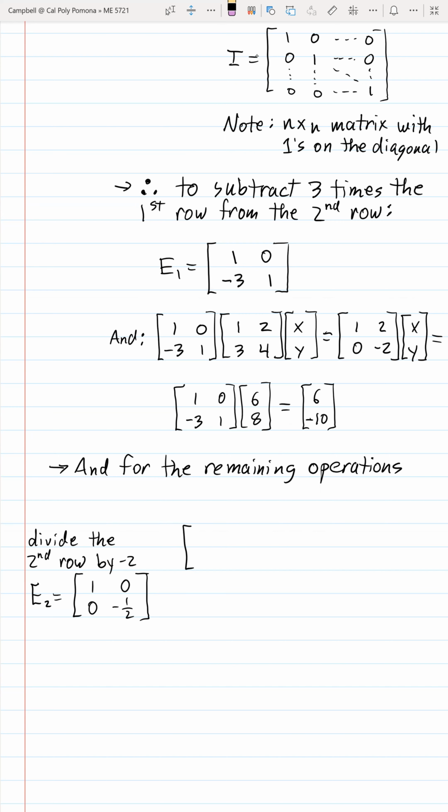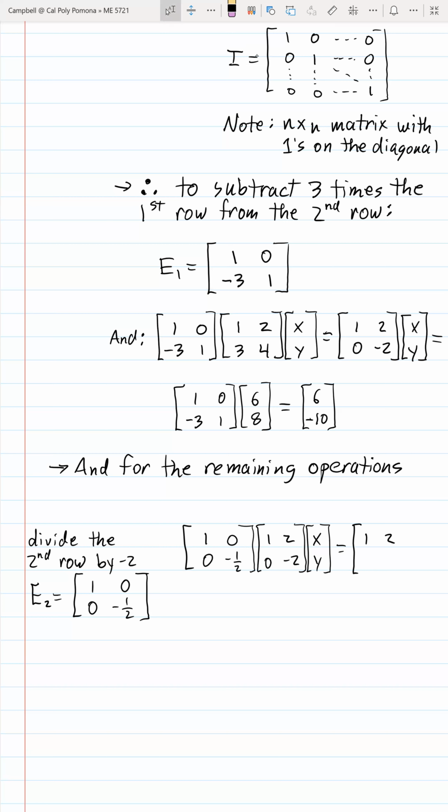So here we'll start with the left-hand side. So I get 1, 0, 0, -1/2. And then I have that multiplying 1, 2, 0, -2. Of course, that then all has to multiply x, y. And so going ahead and multiplying that out, clearly I get 1 times 1 is 1 plus 0 times 0 is just 1. 1 times 2 is 2 plus 0 times -2 is just 2. So that first row is simply reproduced just like we wanted.